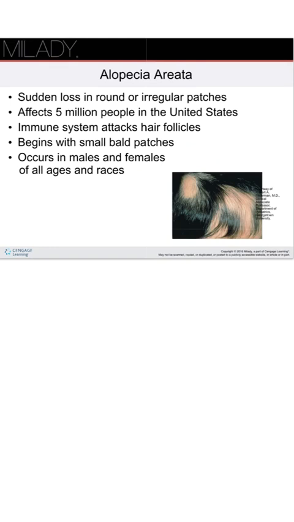Alopecia areata is the sudden loss in regular or irregular patches. It affects 5 million people in the United States. The immune system actually attacks the hair follicles, and that's what causes the hair to begin to fall out. It'll begin with small bald patches. This can occur in males and females of all ages and races.